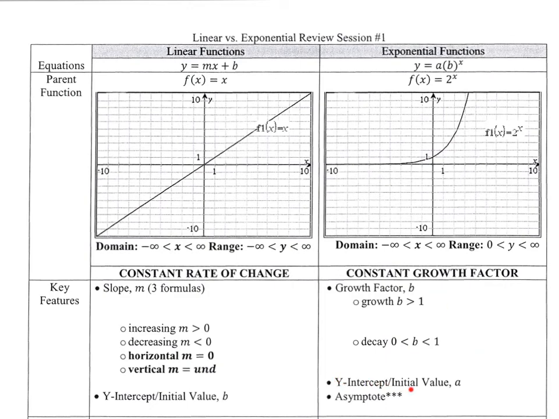They also have a y-intercept, which we will call an initial value, but in this case it's represented by the a value. And they have that asymptote like we talked about.